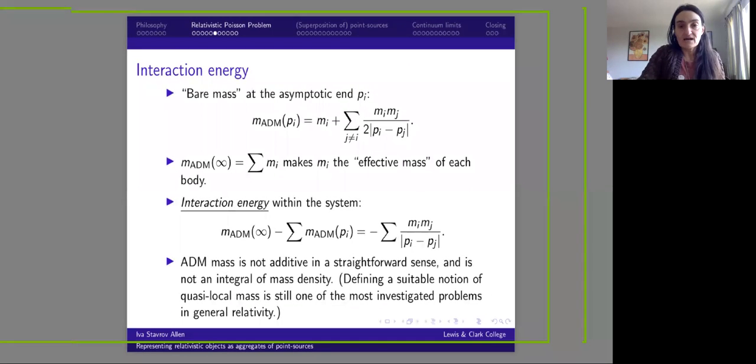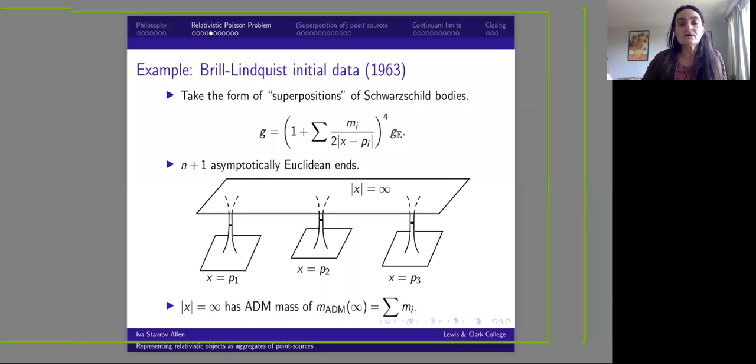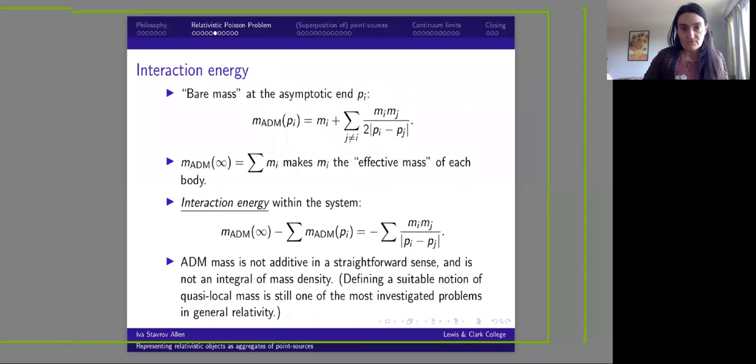Okay, so I was saying how this was addressed in the work by Brill-Lindquist from the 60s. What was nicely documented and explained there is that, let me go back for a second. If you go to these asymptotic ends at P1, P2, etc., and compute ADM mass there, you will not get the individual Mi. What you get is Mi and then the contribution of what in effect are interaction terms between different bodies, one at Pi and another one at Pj.